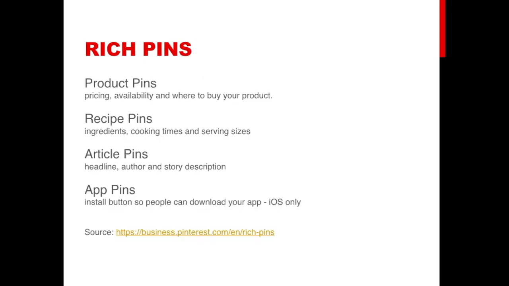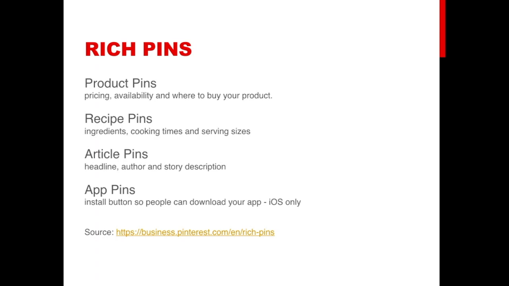Let's talk about rich pins. So rich pins are pins that have added features to them. And those include product pins, recipe pins, article pins, and app pins. So product pins will give the pricing, availability, and where to buy your product. That's the benefit of using Shopify.com, where there's a built-in relationship between Shopify and Pinterest where things can be automated and done for you, including these rich pins.